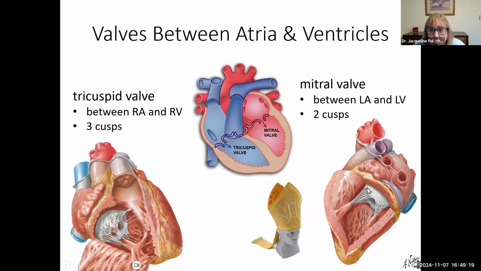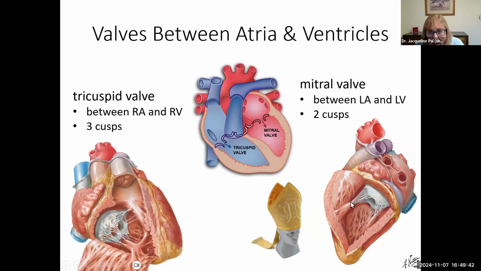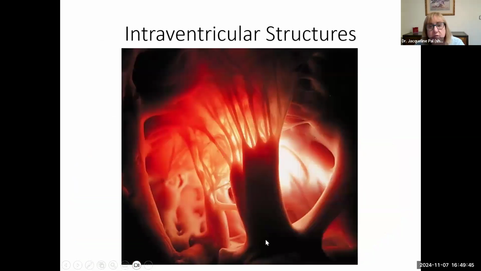When you look at these two valves, what you'll notice is they are attached to these stringy things, which actually are attached to muscles inside the right and the left ventricles. So we have structures inside the ventricles. The muscles which extend upward from the floor of the ventricles are called papillary muscles. And they attach to those strings, which are attached to the tricuspid and mitral valves. And those strings are called the chordae tendineae.